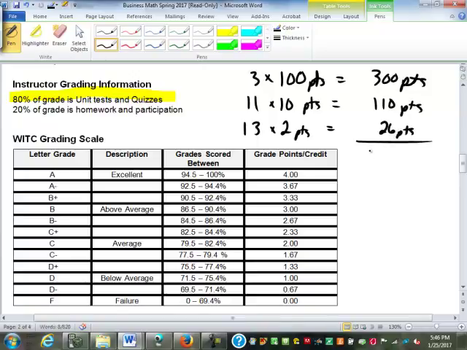So you can see that adds up to about 436 points. My screen is flickering on me. I got bad connection here. Hopefully that works a little bit better.